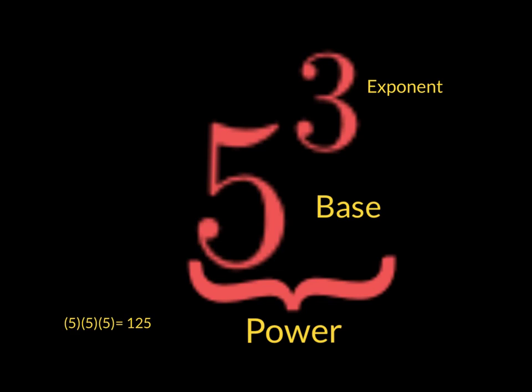Okay, this is an overview or reminder of the parts of an exponent or a power. This is 5 to the 3rd power, and remember the little 3 is the exponent, and then the larger number is the base, and that's going to be important when we do it later. And the whole entire thing is called the power. And the 3 just tells you how many times to multiply the 5 times itself.